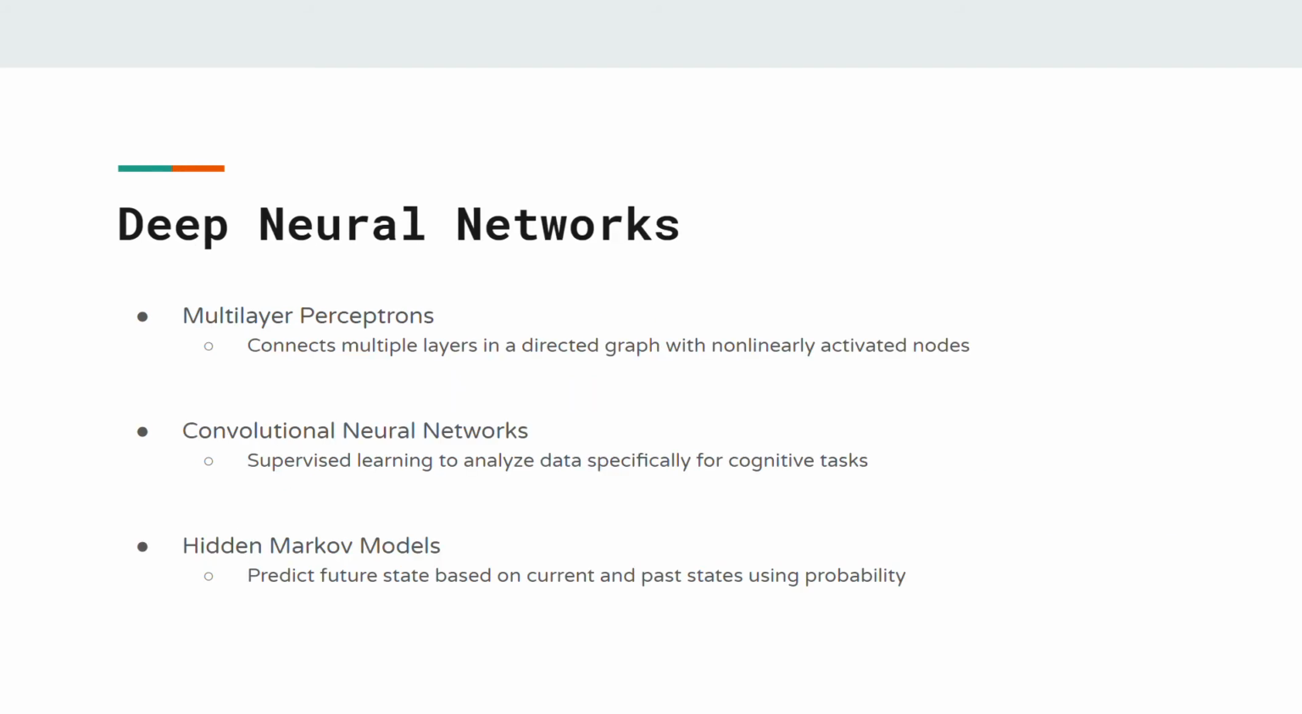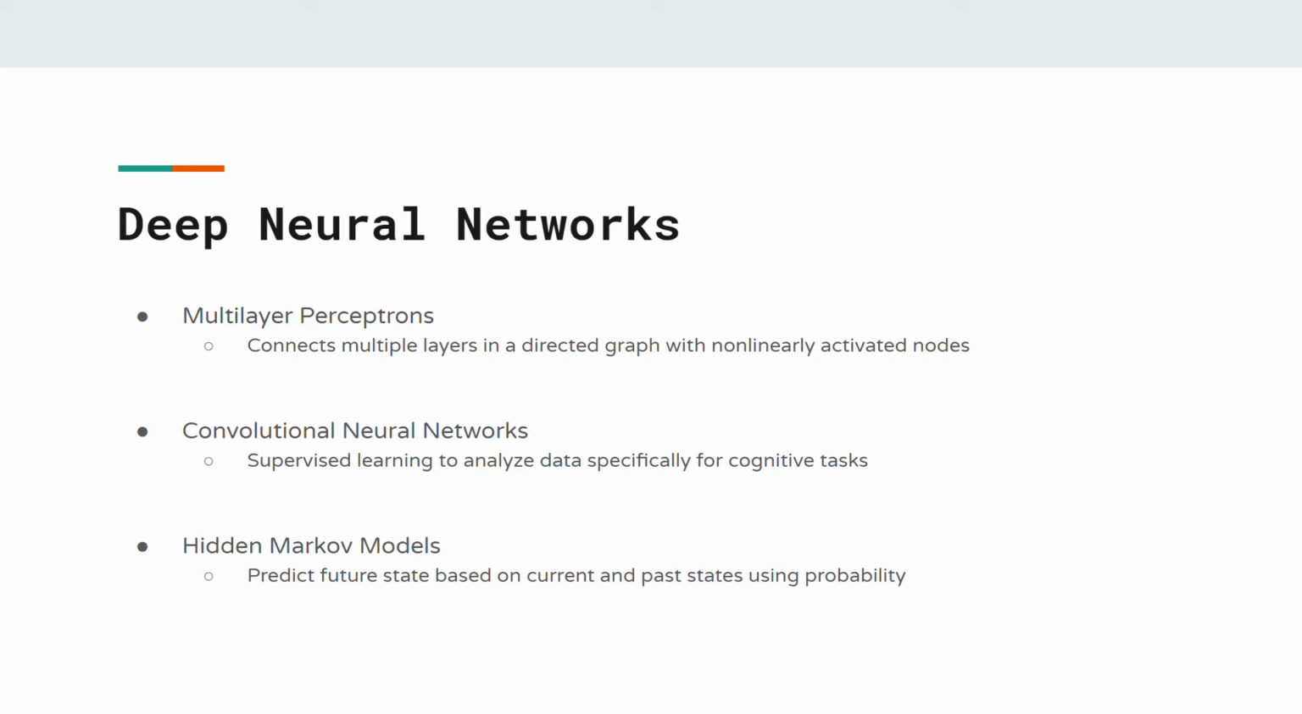Finally, we'll get into the types of deep neural networks that are used for handwriting recognition. One of these is multi-layered perceptrons, where the output of one layer is the input for another in a single directional graph. Each of these layers, aside from the first, has a nonlinear activation function.